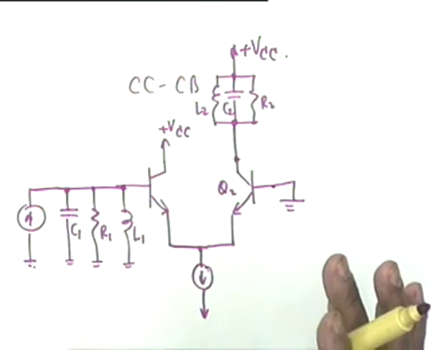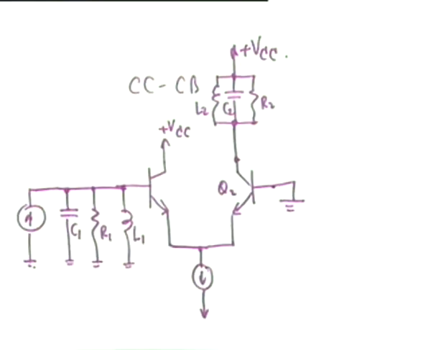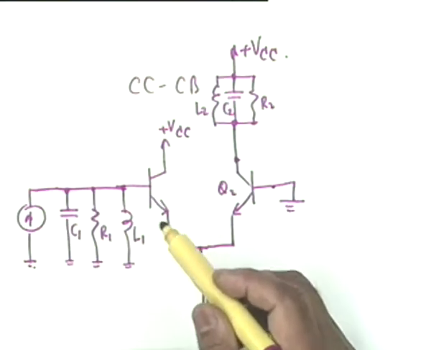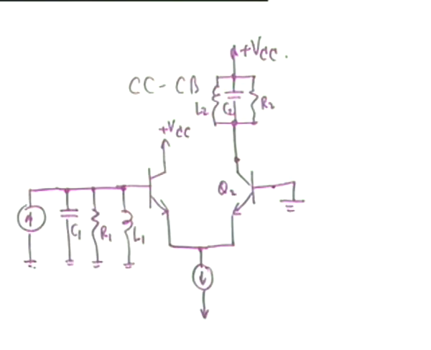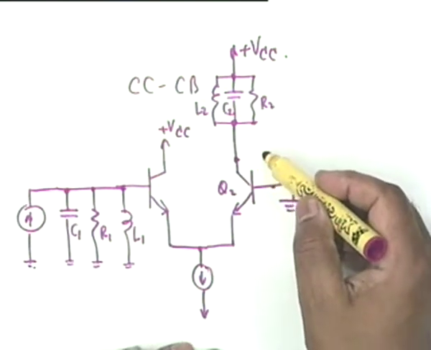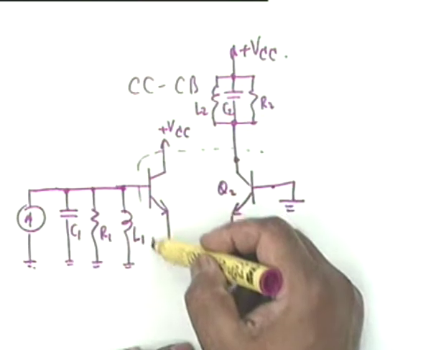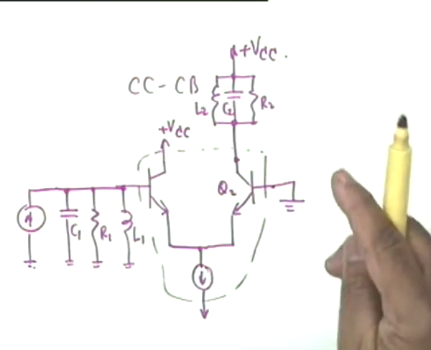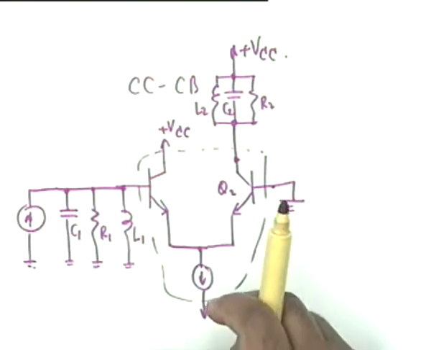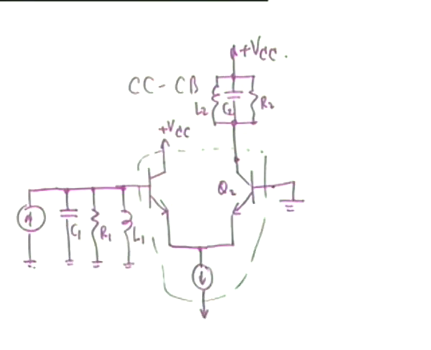Is this a total biasing? Is any other biasing consideration needed here? Nothing is needed, because this point, as far as this is concerned, is grounded. So this is a perfectly biased circuit. It will work, and this is available as a chip, including the current source. That is, two matched transistors and a current source are available as a chip. These two you have to add externally.